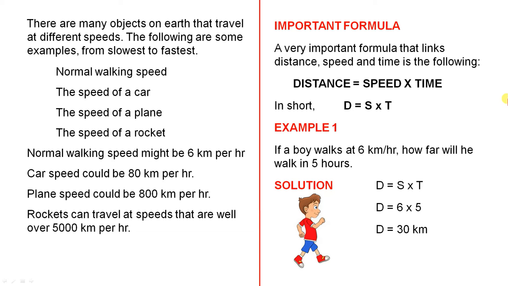Let's look at a very important formula. A very important formula that links distance, speed and time is the following: distance equals speed multiplied by time. So in short, D equals S times T. Let's look at some examples to see how we use this formula.